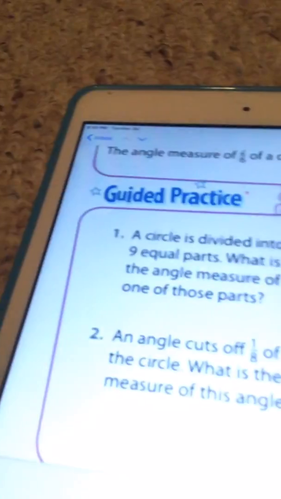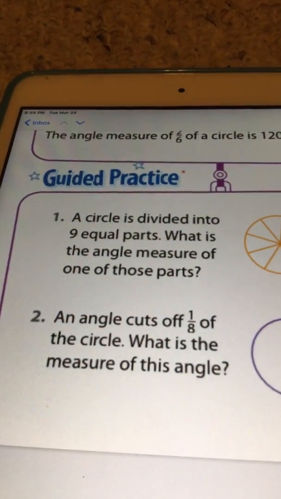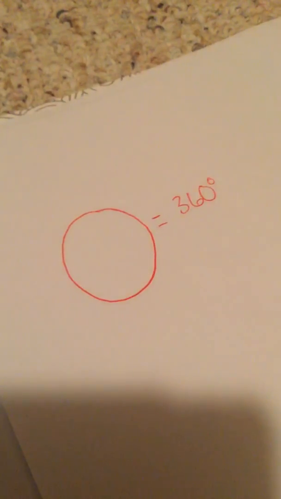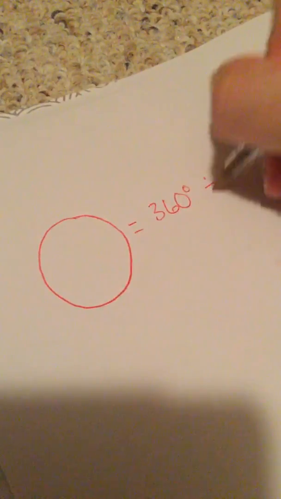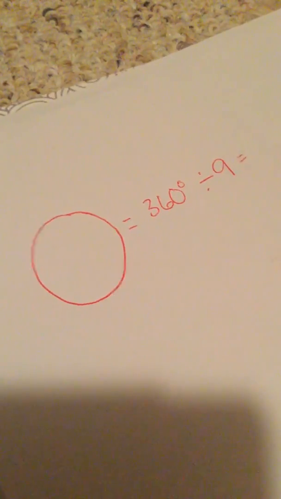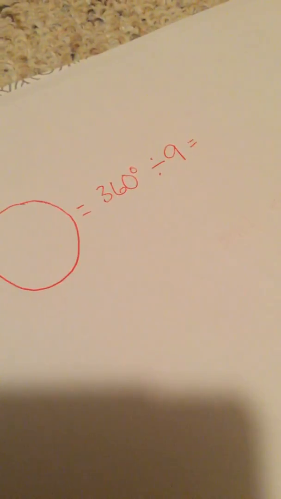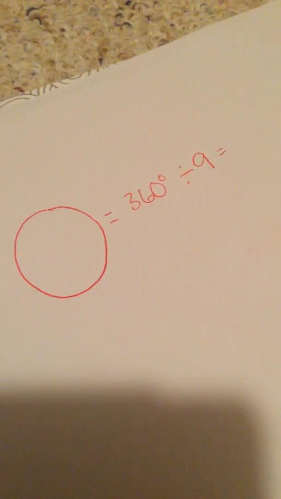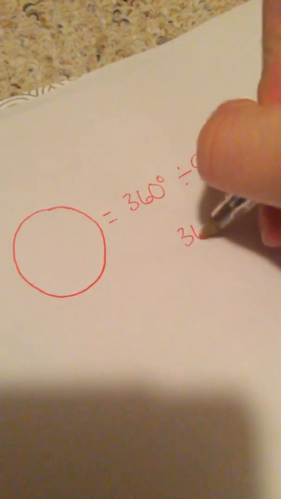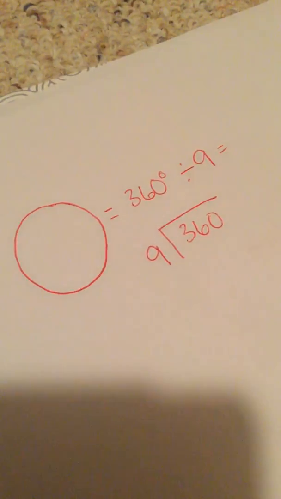Now, this is saying, what if I cut that circle into 9 pieces? So I'm not just going to have one piece. I'm going to have 360 divided into 9 pieces. So this turns into a division problem. So 360 divided by 9. What you can do?